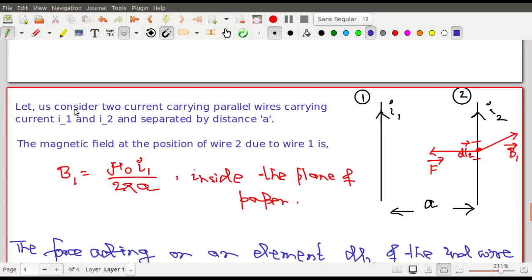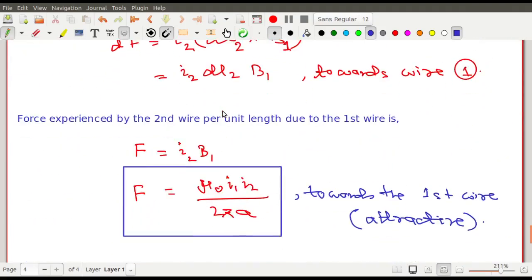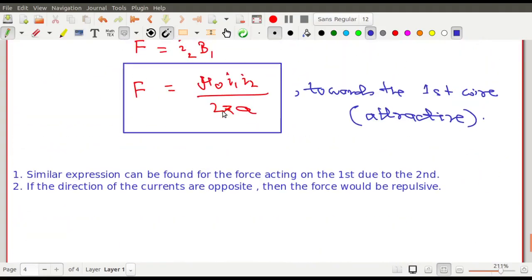এখানে একটা কথা লিখে রাখতে হবে, let us consider two current carrying parallel wires carrying current I1 and I2 in the same sense, in the same direction. In the same direction, you should mention it. Carrying currents in the same direction, because if it is in the opposite, then there will be repulsion, right? And this expression is true now for any current carrying conductors.